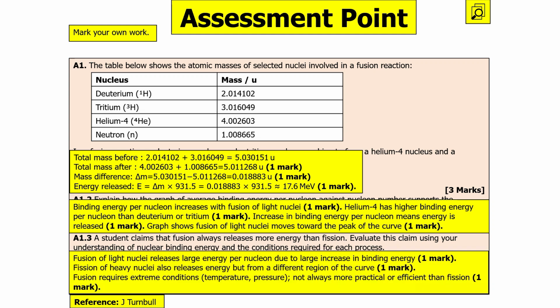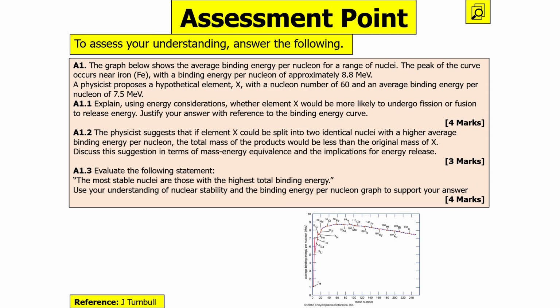Finally, fusion of like nuclei releases large energy per nucleon due to the large increase in binding energy. The fission of heavy nuclei also releases energy, but from a different region of the curve. Now, fusion requires extreme conditions of high temperature and high pressure, so it's not always more practical or efficient than fission. The graph below shows the average binding energy per nucleon for a range of nuclei.